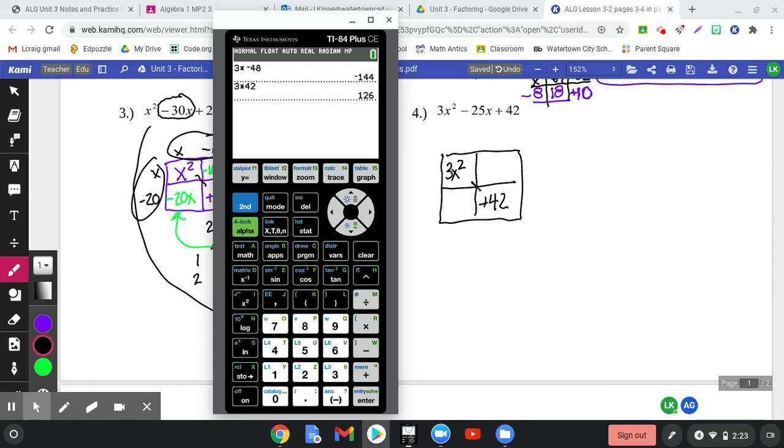126. Positive. So I'm going to go to y equals. Remember, in y1, I'm going to do 126 divided by x. In y2, I'm going to do 126 divided by x plus x. And then I'm going to go to my table and look for my middle term, which is negative 25.